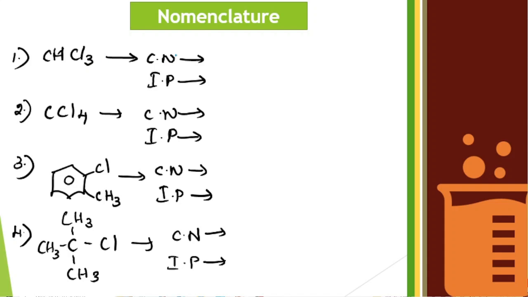Just see here. CHCl3 is a very famous compound. Its common name is chloroform. Its IUPAC name: you see how many carbons? Only one carbon. So 3 chlorines are there. So it can be written as trichloromethane. Clear?